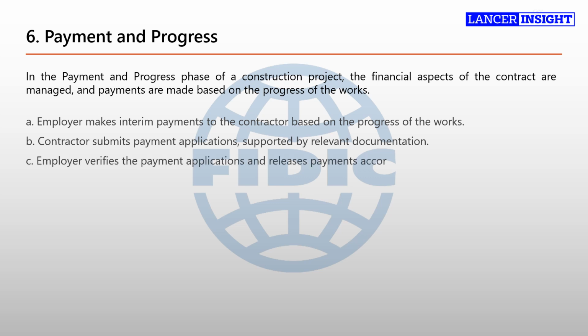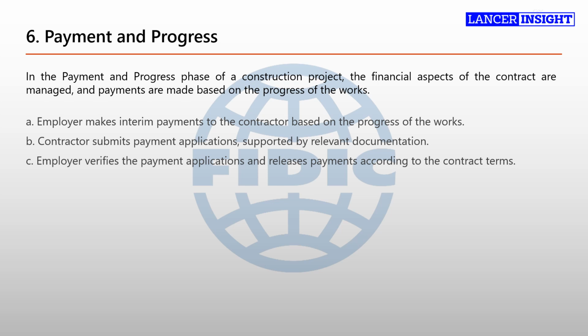C. Employer verifies the payment applications and releases payments according to the contract terms. Upon receiving the payment applications from the contractor, the employer reviews and verifies the submitted documentation. This verification process ensures that the work claimed in the payment applications aligns with the actual progress and complies with the contract requirements. The employer examines the payment applications to ensure that the work completed and the costs claimed are reasonable and in accordance with the contract.